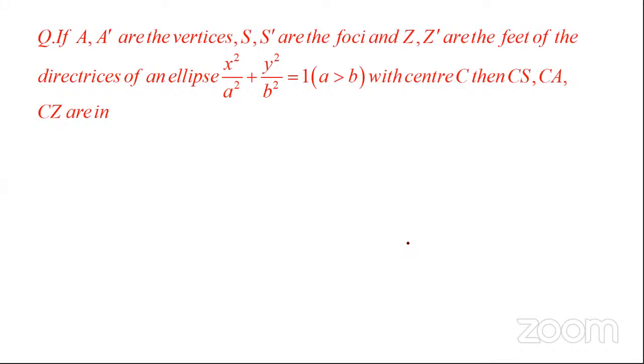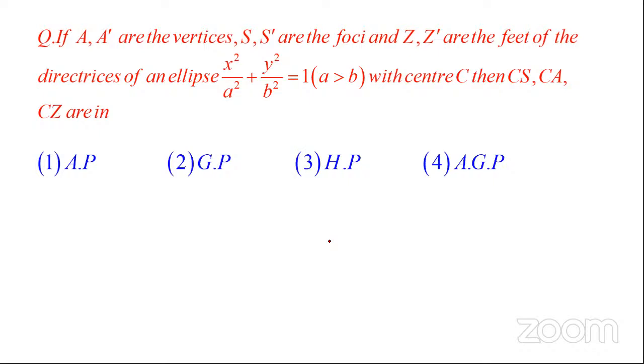If A dash A are the vertices, S dash S are the foci, and Z dash Z are the feet of the directrices of an ellipse x square by a square plus y square by b square equal to 1, where a is greater than b, with the center C, then CS, CA, CZ are in AP, GP, HP, AGP. So he's asking: A dash A are the vertices, S dash S are the foci, and Z dash Z are the feet of the directrices on an ellipse with the center C. Then CS, CA, CZ are in what?